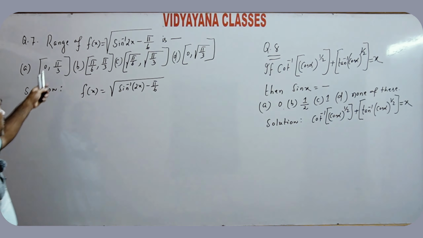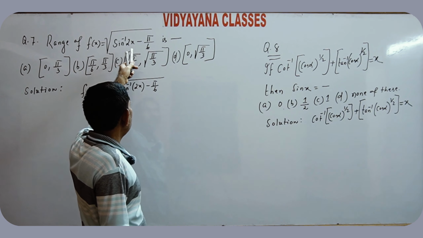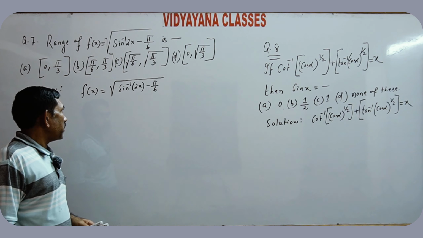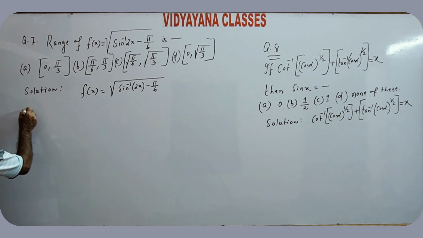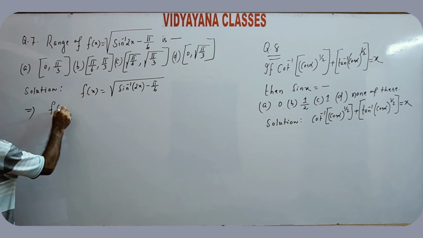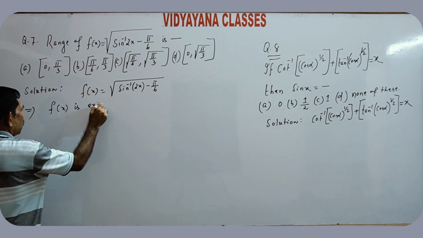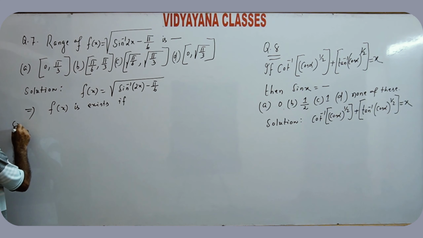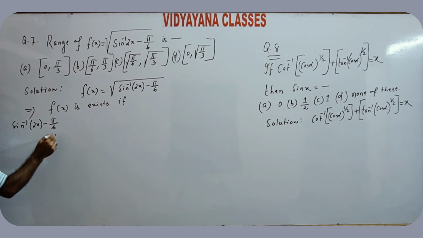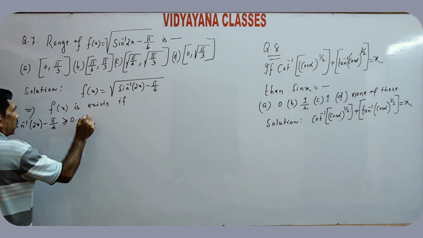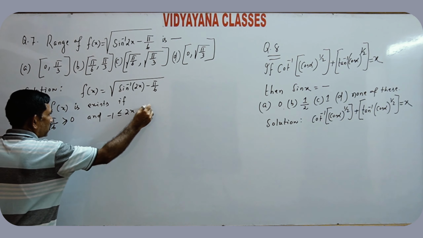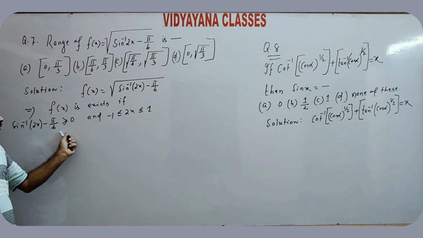Question number 7. The range of f(x) is equal to square root of (sin inverse 2x minus pi by 6) is dash. f(x) is equal to square root of (sin inverse 2x minus pi by 6), which implies f(x) exists if sin inverse 2x minus pi by 6 is greater than or equal to 0 and 2x lies between minus 1 and plus 1. f(x) exists if these two conditions are satisfied.